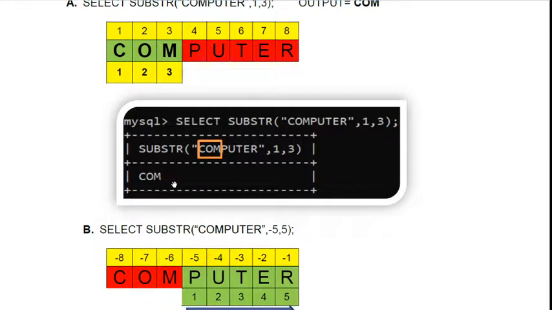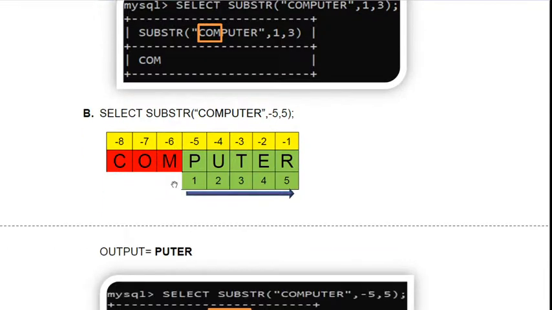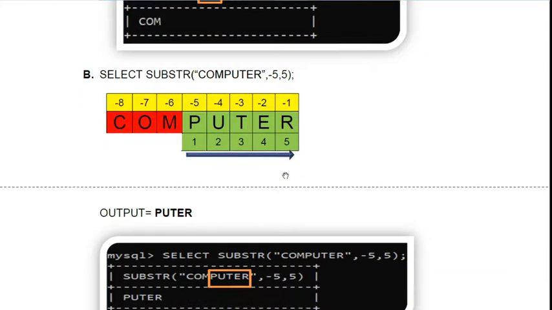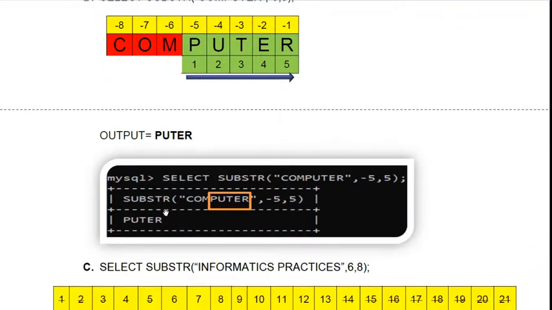Okay students, now the next example, select substr computer minus 5 comma 5. So the starting point is minus 5. This is minus 1 from the right hand side. This is minus 5, and then from this place move rightward. Read rightward, PUTER. How many letters? 5. So it will return PUTER in the output. You can observe in MySQL also. So this is the output.